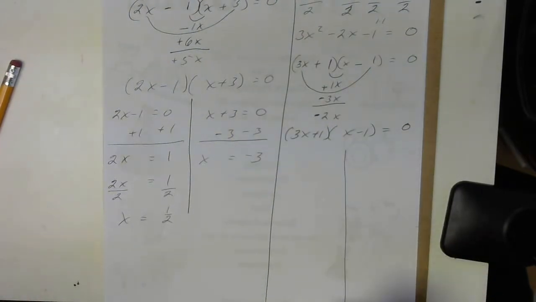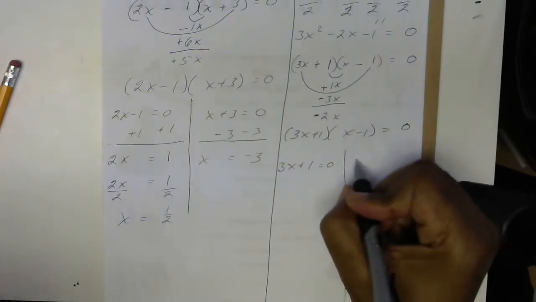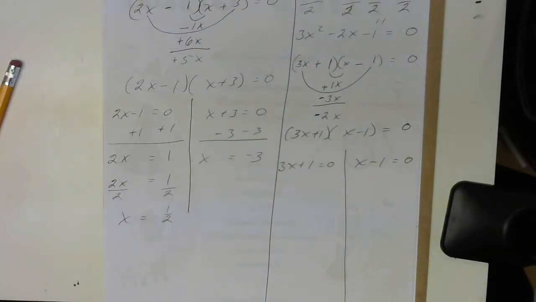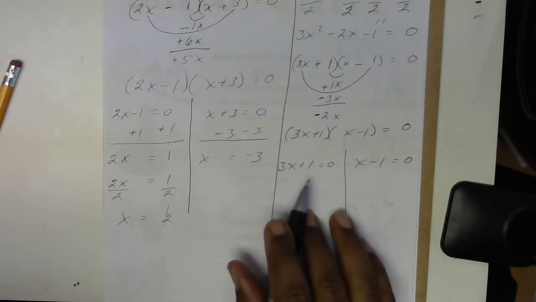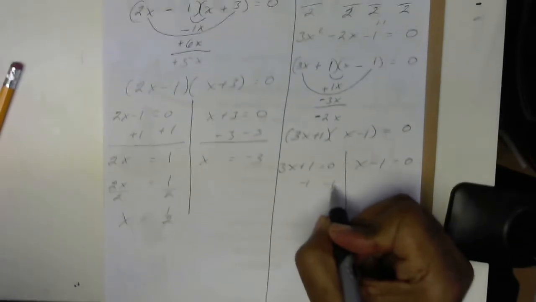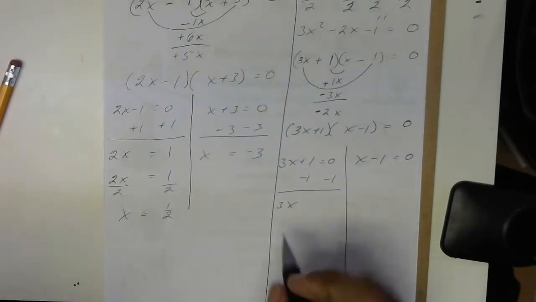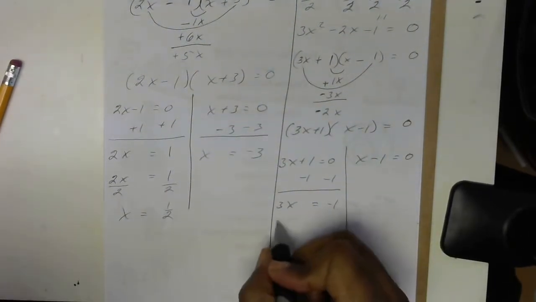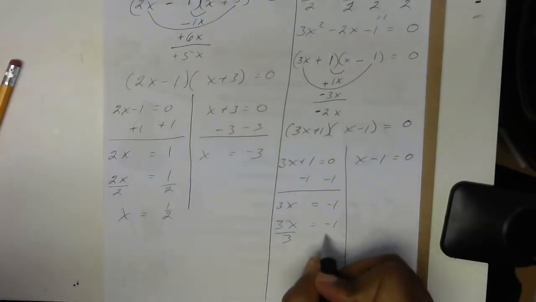So let's set both of those equal to 0. 3x plus 1 set equal to 0, and x minus 1 is equal to 0. Okay, now let's solve for x here. So subtracting 1 on both sides, we'll get 3x equals negative 1. Now I'm going to take my 3x that equals negative 1 and divide both sides by 3.